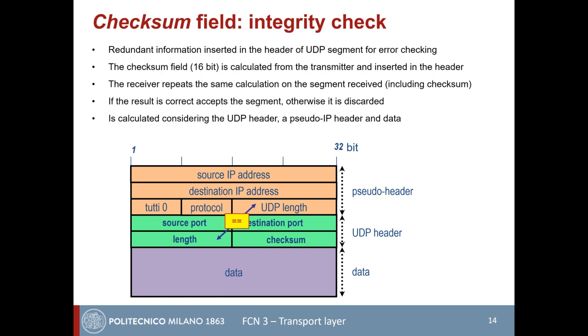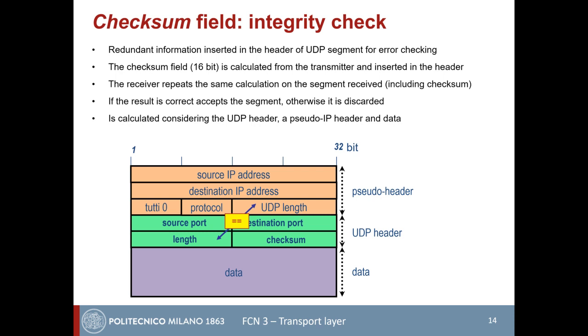During the encoding process, the checksum field is zeroed. So in the checksum field you find a sequence of zeros. At the end of the encoding process, the transmitter, or the sender, calculates the checksum. So the calculated value of the checksum is copied inside the checksum field before the segment is transmitted. Then the segment arrives at the destination with the checksum field that contains a value.